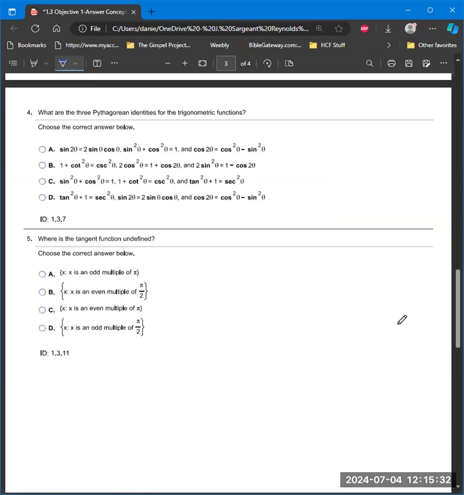Now, what are the 3 Pythagorean identities for trigonometric functions? They are sine squared plus cosine squared equals 1, 1 plus cotangent squared is equal to cosecant squared, and 1 plus tangent squared is equal to secant squared. So that's C. And finally here, where is the tangent function undefined? That would be at odd multiples of pi over 2.